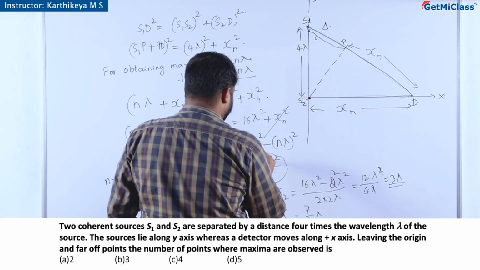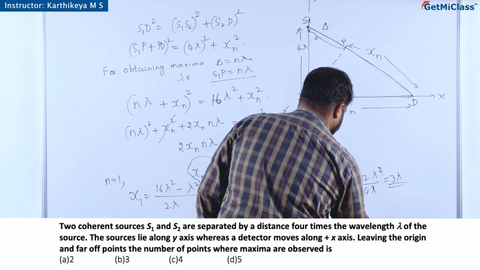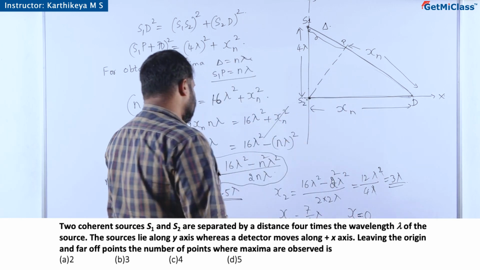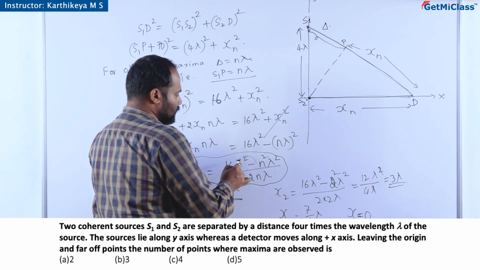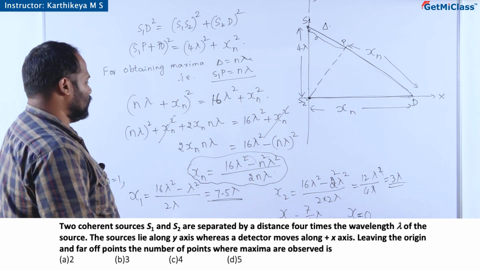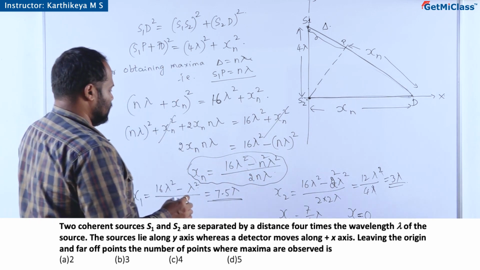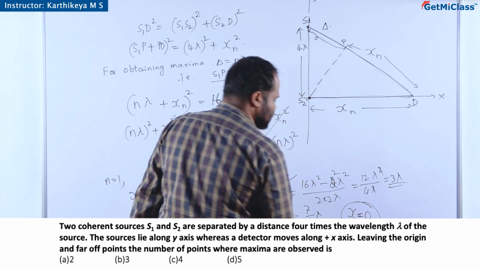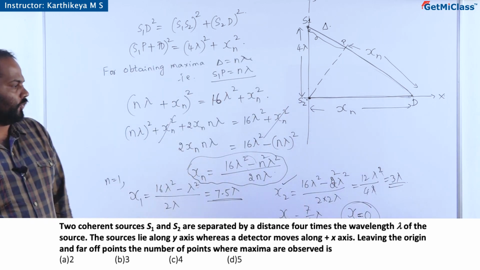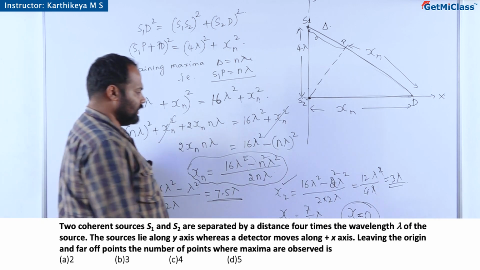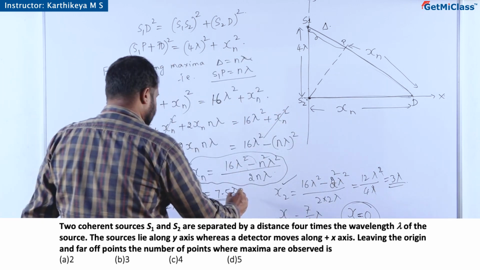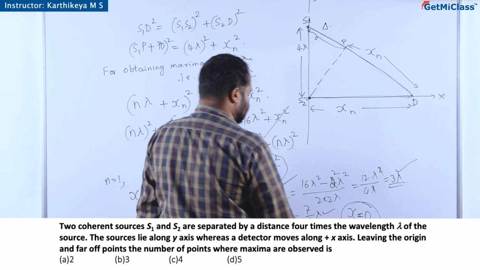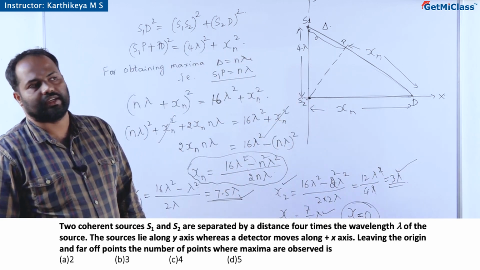If you calculate x4, that will be 0 because the numerator will be 0. So you are going to get 3 maxima excluding the center. The center is x equal to 0. So at 3 points, x1 equal to 7.5 lambda, 3 lambda and 7 by 6 lambda, you are going to get maxima.